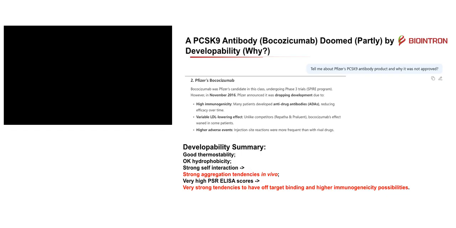So let me go back to the conclusion I made personally. This antibody, bococizumab, got good thermostability, okay hydrophobicity, but very strong self-interaction. That means it has very strong tendencies for aggregation in vivo. And it has a very high PSR ELISA score. It was a positive control for our assay. That means it has very strong tendencies to have off-target binding and higher immunogenicity possibilities. But we don't know, because it was just an in vitro assay, right?